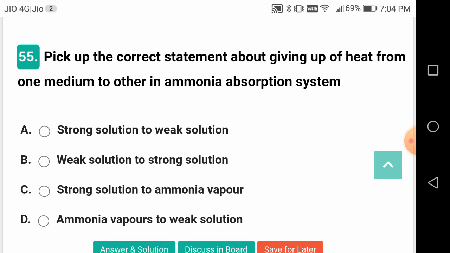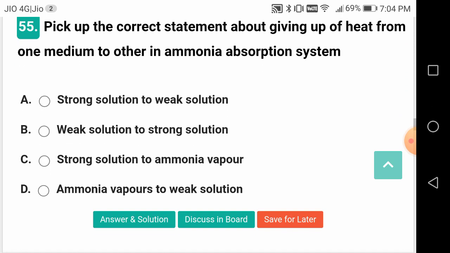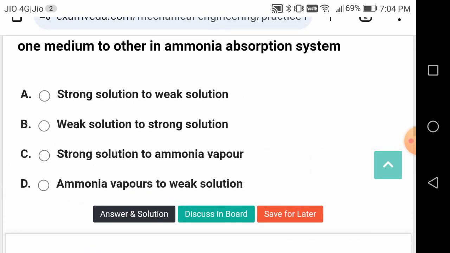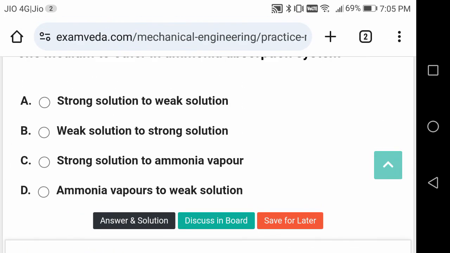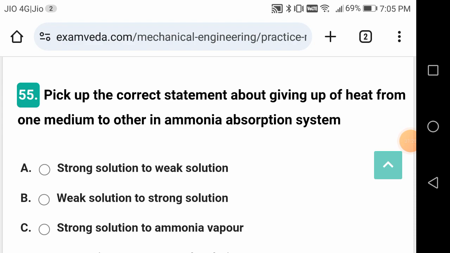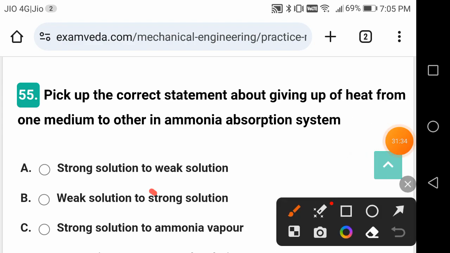Pick up the correct statement about giving up of heat from one medium to another in ammonia absorption system. Which is the correct answer? Weak solution to strong solution. Heat will be given up from weak solution to strong solution.